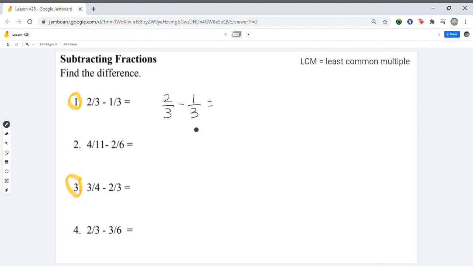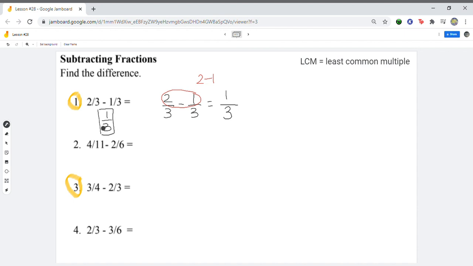So number 1, we see that the denominator of the first fraction is 3, and the denominator of the second fraction is also 3, which means they do have a common denominator. If they have a common denominator, the common denominator is going to be the denominator of the final fraction. And then now we're just going to be subtracting the numerators like this. So we are going to be doing 2 minus 1, and we know that as 1. So our final answer for number 1 should be 1/3.